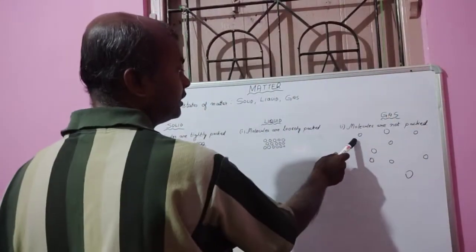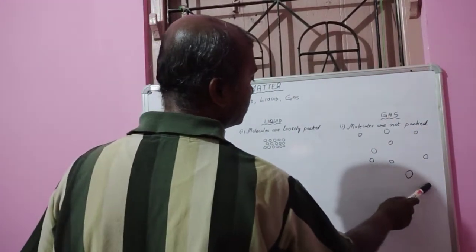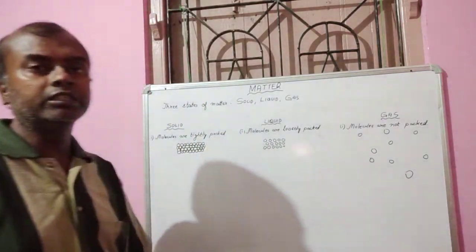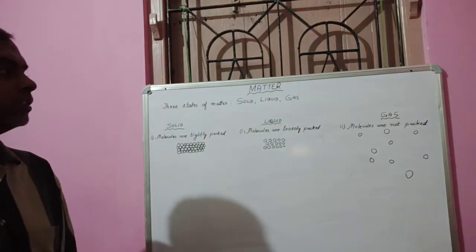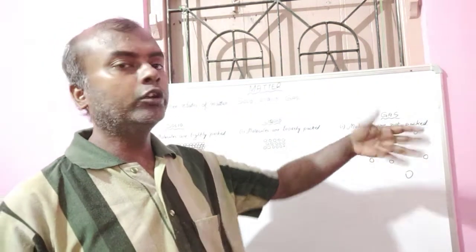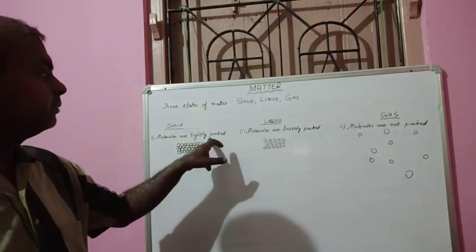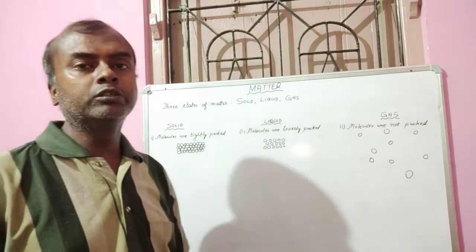Okay, this molecule right now may be here. In the next moment, this molecule might have come here. But in liquids and solids, we don't see that random movement of molecules. So we say gas molecules are not at all packed, whereas solid and liquid, they are packed. In solid, tightly packed, and in liquid, loosely packed.